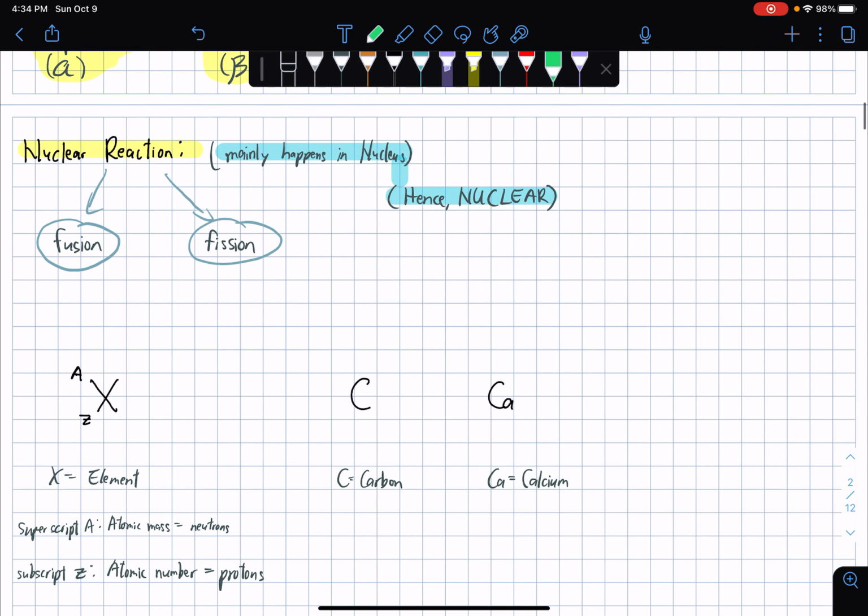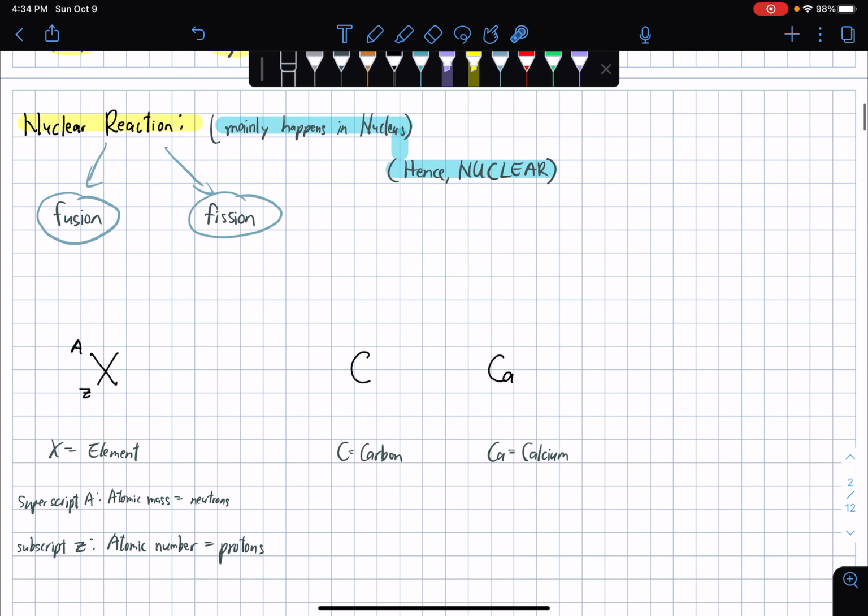So, for nuclear reaction, it mainly happens in the nucleus, hence the adjective nuclear. I won't be explaining much on fusion and fission, but it's important to know them as relevant with the term nuclear reaction.